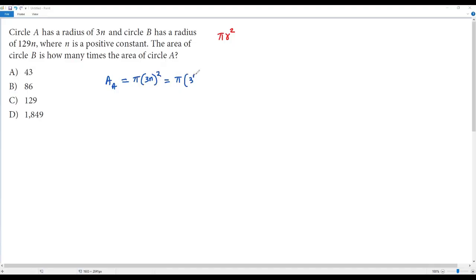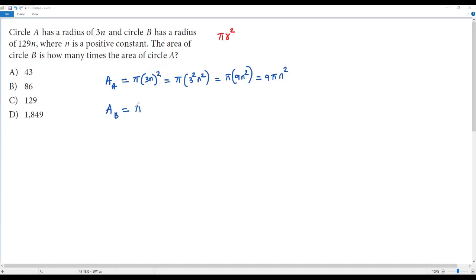Then I'm getting 3 squared times n squared. Okay, pi times, the value of 3 squared is 9, then we get 9n squared. We can write this 9 in front of pi, then we have 9 pi n squared. Here I got the area of circle A. Now let's get the area of circle B.